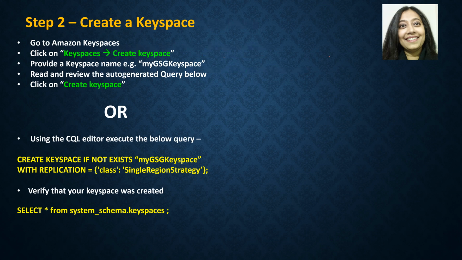Step 2 is to create a Keyspace. So these are the steps using the console. Right, so go to Keyspaces, click on create Keyspace, give a Keyspace name, look at the query that is generated at the bottom and click on create Keyspace.